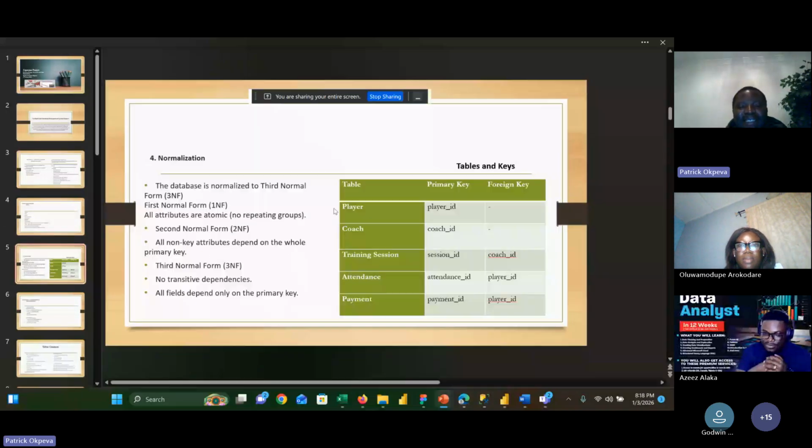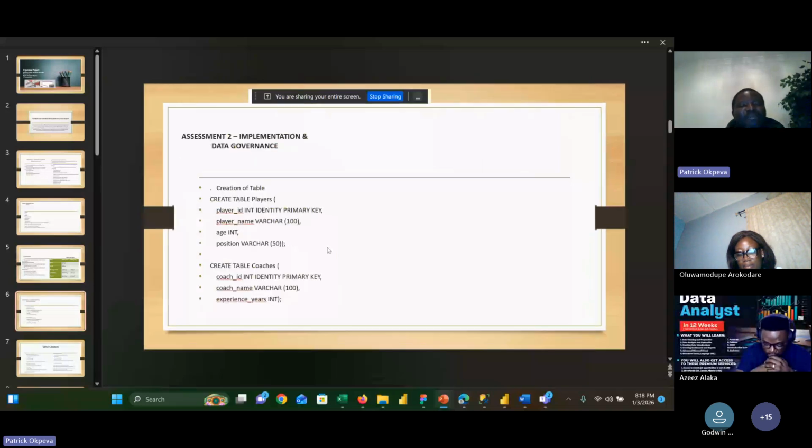And these are my table designs for this database, where we have the primary key and the foreign key, and everything is centered around the primary key itself. The database is normalized to third normal form, the first and the second. All non-key attributes depend on the primary key. Third normal form has no transitive dependencies. All fields depend only on the primary key.